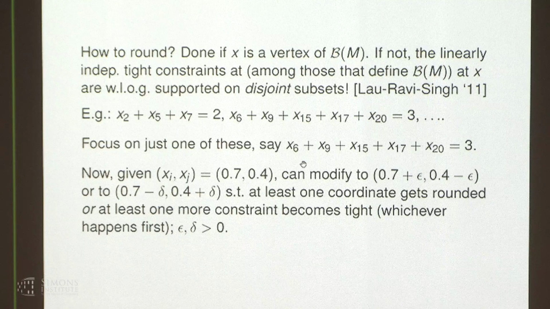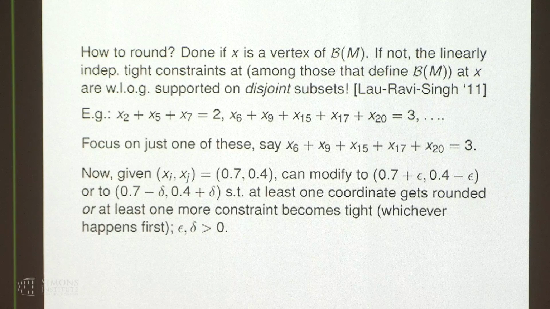Right. So again, suppose you have xi and xj as part of this constraint, and suppose again they're 0.7 and 0.4. The difference now is you may not always be able to entirely round one of these variables to 1 or 0 right away, because you may create a new tight constraint while you perturb these, right? But of course, what is still true is that there are strictly positive epsilon and delta, such that you can either perturb the points, the 0.7 and 0.4, by plus epsilon, minus epsilon, or minus delta, plus delta, such that you make progress, right? So such that either one of these coordinates hits 0 or 1, which is great, or one more linearly independent constraint becomes tight. So you're increasing the size of the basis, right? So of course you stop whichever happens first. And the point is, you still have these two distinct choices where epsilon and delta are strictly positive, right?